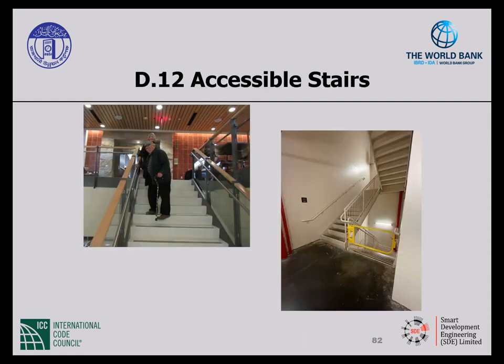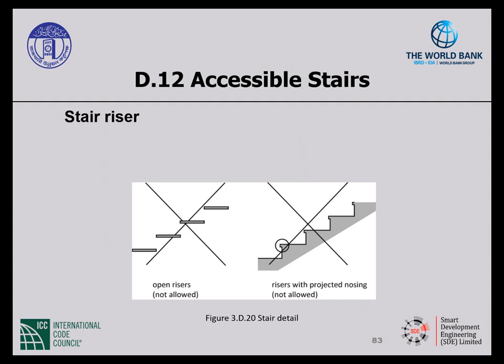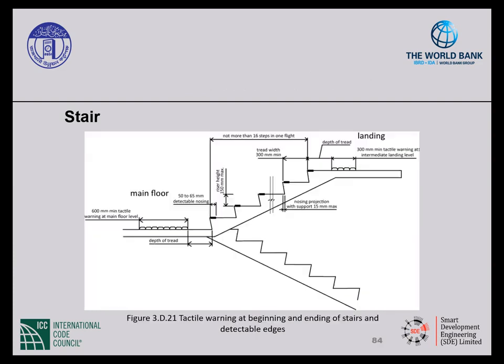Stairs do not provide accessibility for all persons with a disability. Stairs are an option for an ambulant disabled person, so we have requirements for accessible stairs. For safety reasons, stairs should not have open risers as shown on the left, or risers that have projected nosings as shown on the right. In both cases, these are tripping hazards.